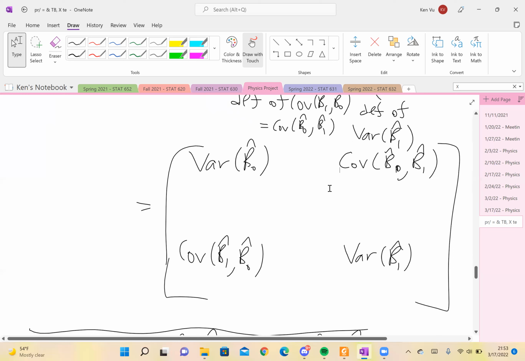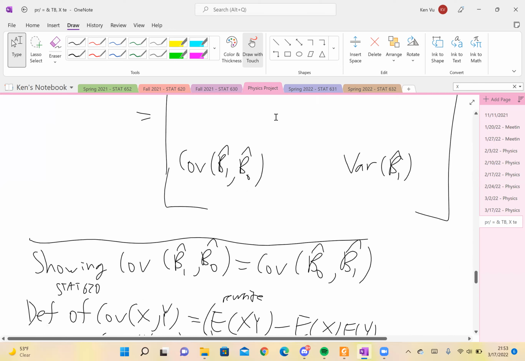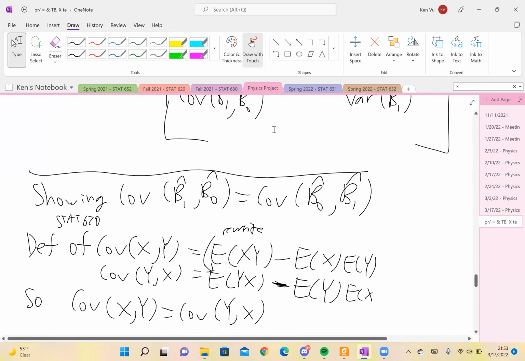Now, this is pretty much the end of this video, but if you want to know where this covariance is coming from, while it's not entirely necessary for this problem, I thought it would be nice to really cover it. Like, how do you show these two? Remember from Stat 620 that for the covariance of two random variables, the order doesn't matter. So covariance of beta 1 hat, beta 0 hat is equal to covariance of beta 0 hat and beta 1 hat.